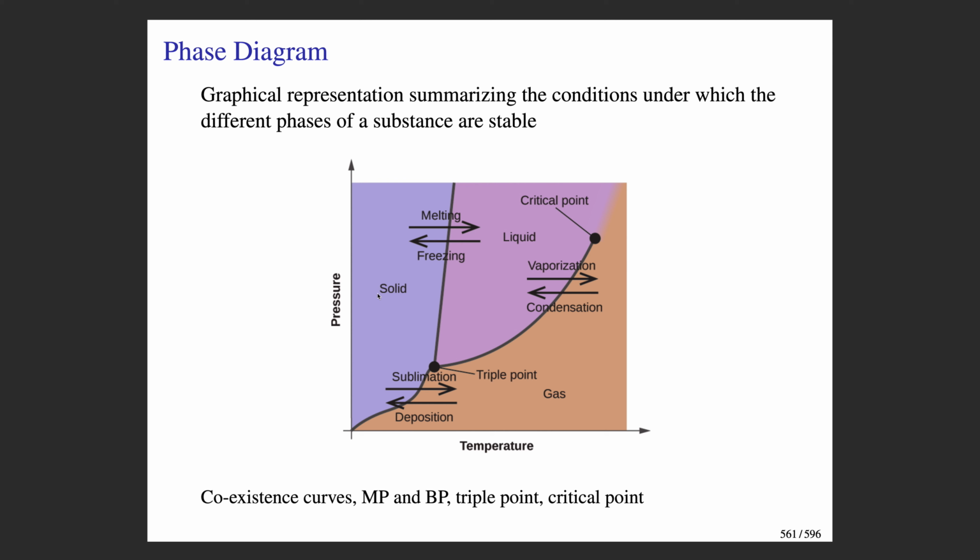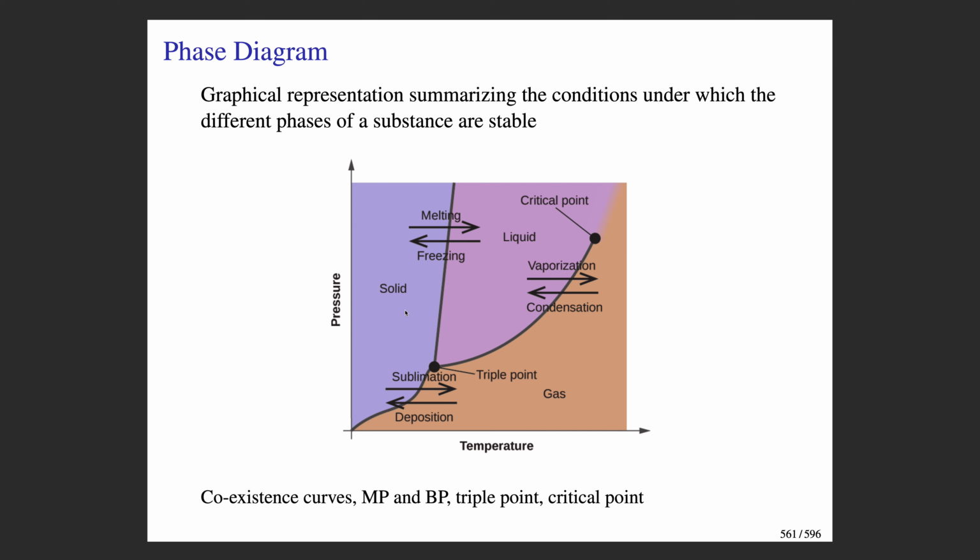This region here at low temperatures and high pressures is the solid region. The region at higher temperatures and low pressures is the gaseous region. And then the region at intermediate temperatures and high pressures, that's the liquid region. And so what these different regions correspond to is which phase of matter is most stable under the given conditions of temperature and pressure. So you can choose a temperature, choose a pressure, and whichever region you're in, that's the stable phase.